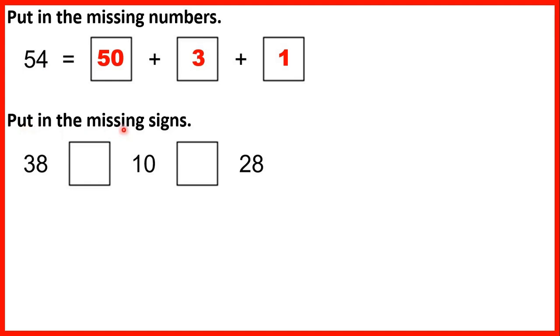Now put in the missing signs. We have 38, 10, and 28. So we could have 38 minus 10 is 28, so we could have minus and equals. Or we could have 38 equals 10 plus 28, because 10 plus 28 makes 38, and it doesn't matter whether the equal sign is at the start or at the end of a calculation, we do the same thing.